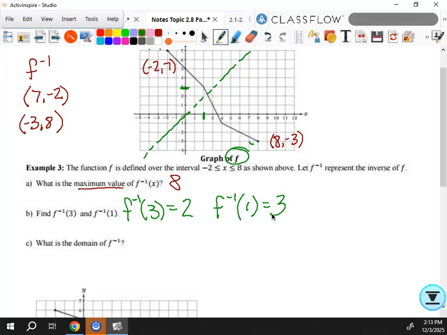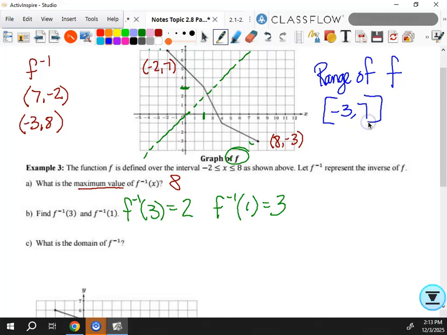Okay. Then it asks for the domain of F inverse. Well, if I want the domain of F inverse, what do I need from F? The range. Very good. So I want the range of F. Let's figure that out. So where does the range of F start? Negative 3. Good. And then we go to when? 7. Good. And then brackets or parentheses? Brackets. Okay, good.